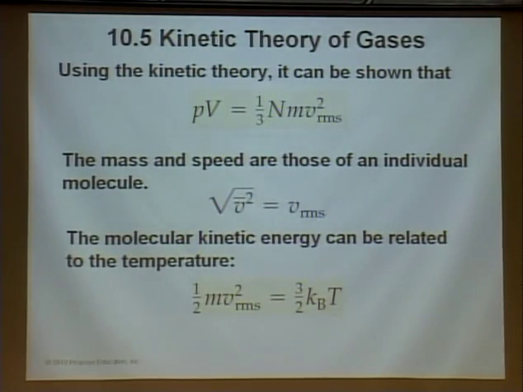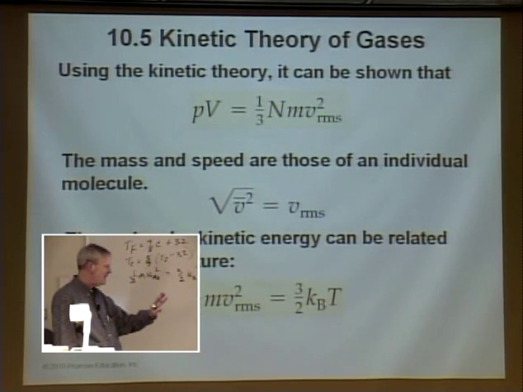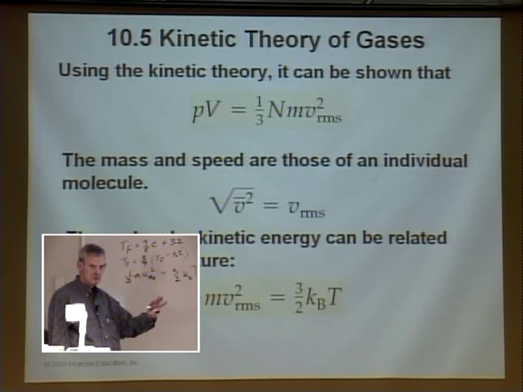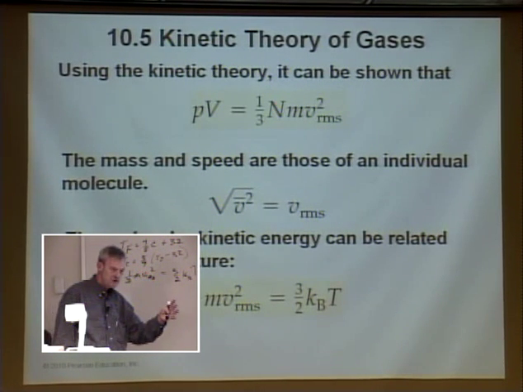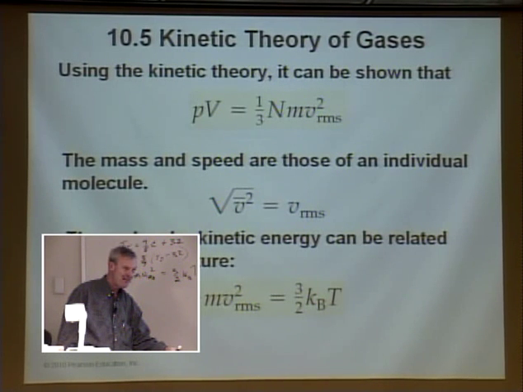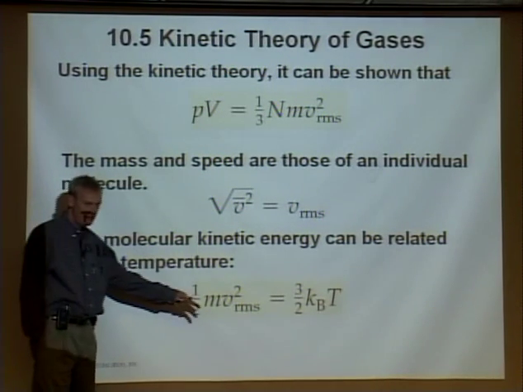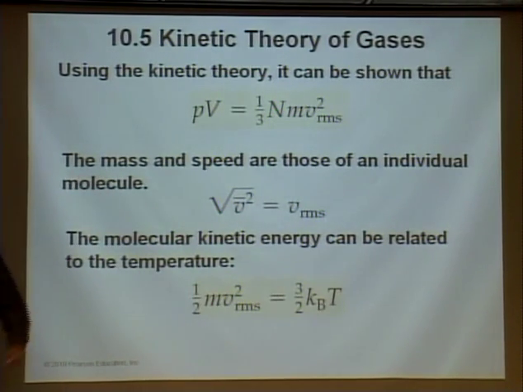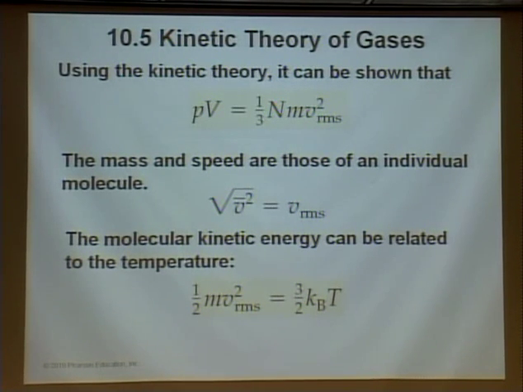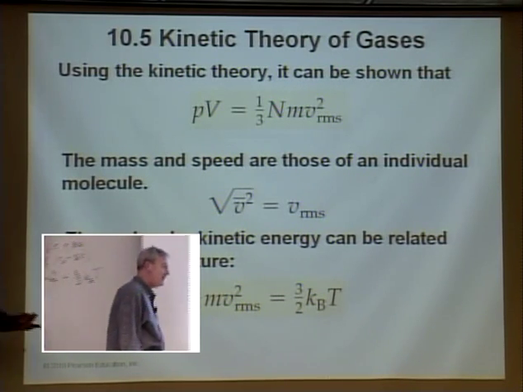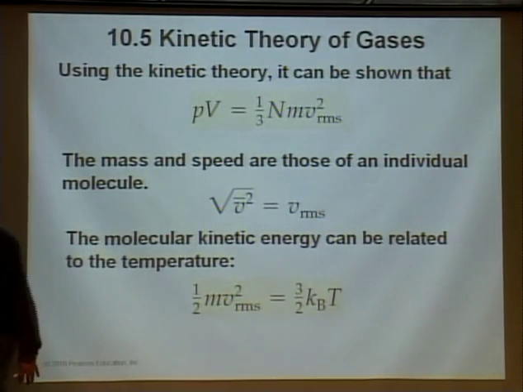So what happens to my kinetic energy if I double my temperature? It will double. My kinetic energy will double. However, my velocity won't double, because it's squared in there. But the total kinetic energy of the system will double. So we've got 1/2 m v squared equals 3/2 k_B T. And that, my friends, is the end of chapter 10 for the most part.